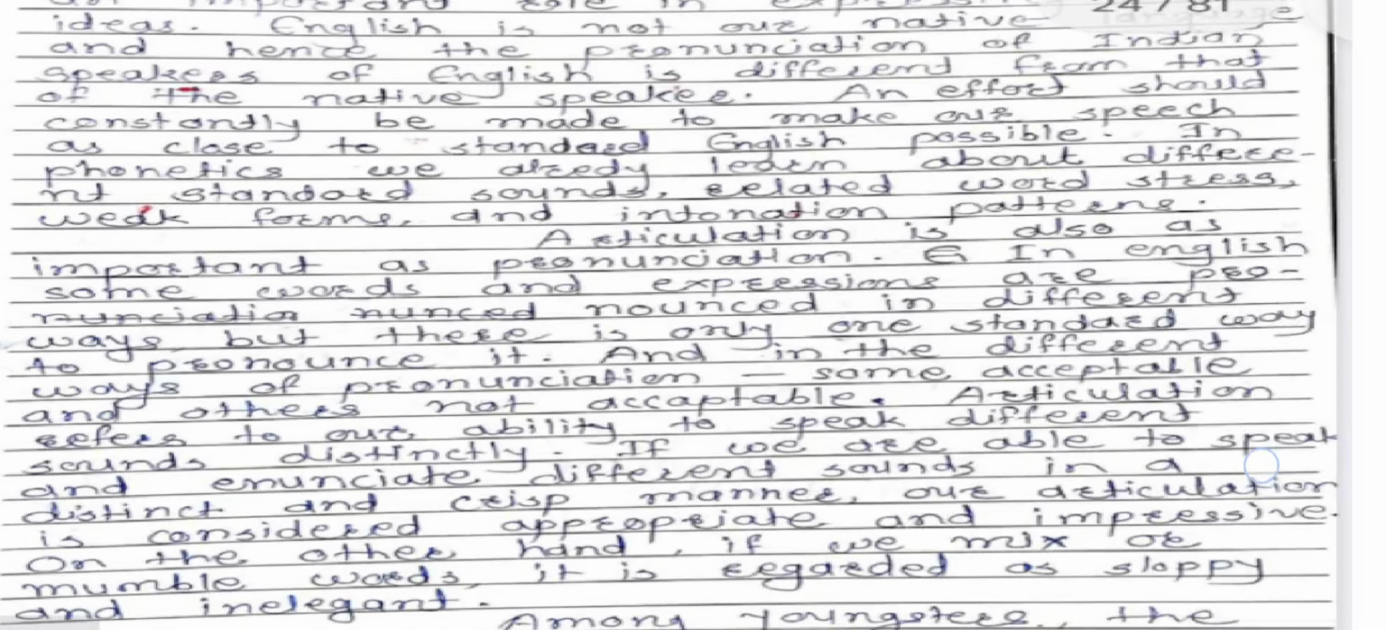Next is pronunciation, which is very important. It plays an important role in your speech also, especially when you speak in English, as there are very different forms that native speakers use. We should constantly make efforts to make our speech as close to standard English as possible. Word stress and articulation are also important in pronunciation. In English, the same words can be pronounced in different ways.